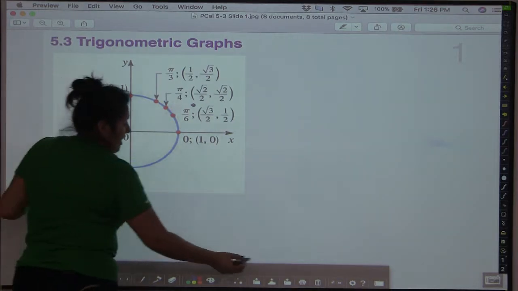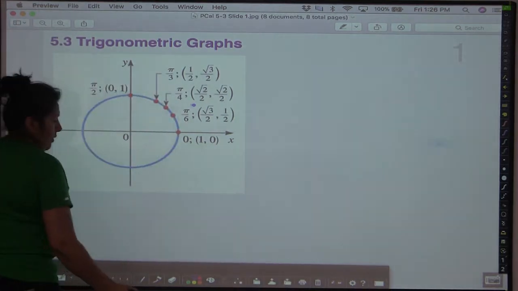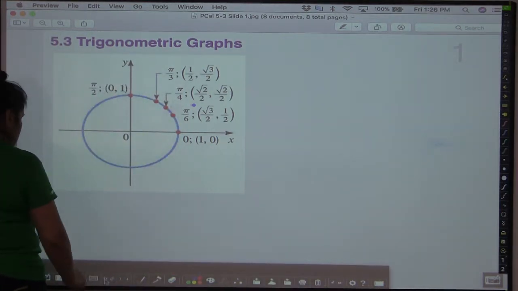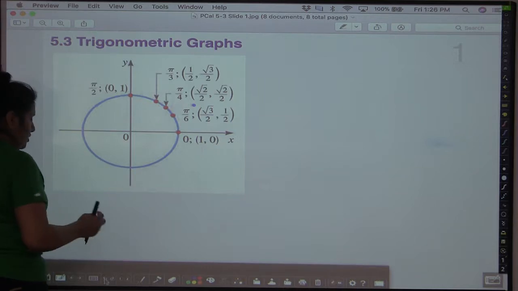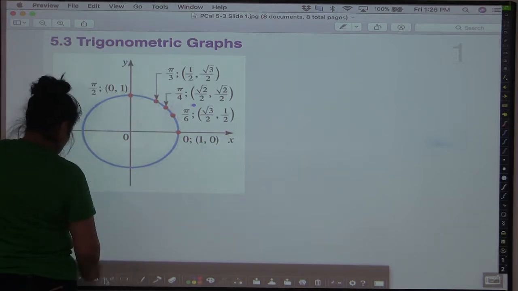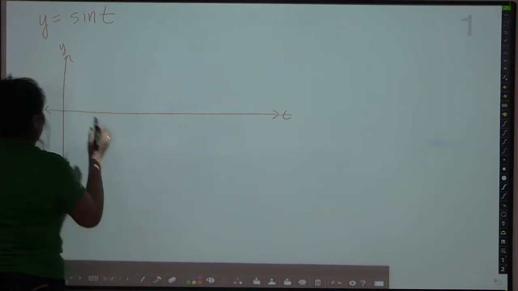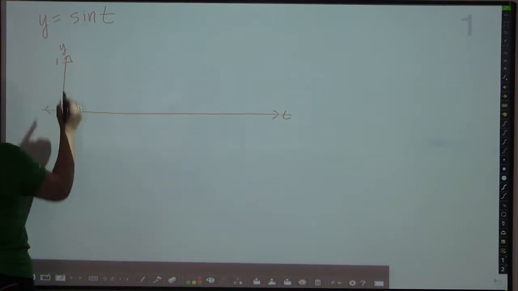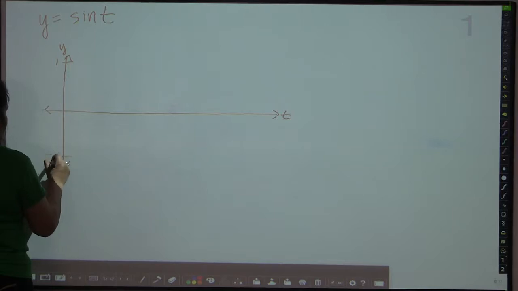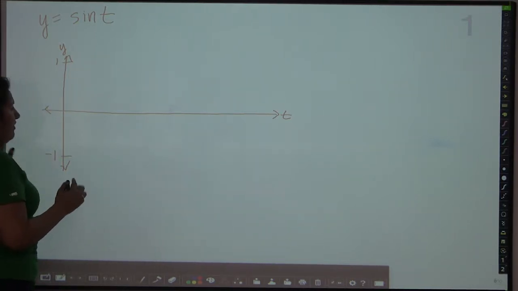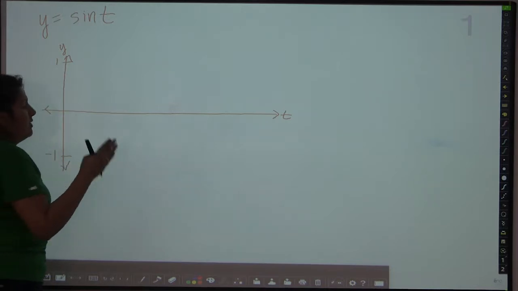So we know that our values for our sine and cosine curves are set to oscillate. That's the word we're going to be using. They're set to oscillate between the values of 1 and -1 for both functions. So here's 1 and here is -1. And we also know that the function is periodic, so it repeats itself.